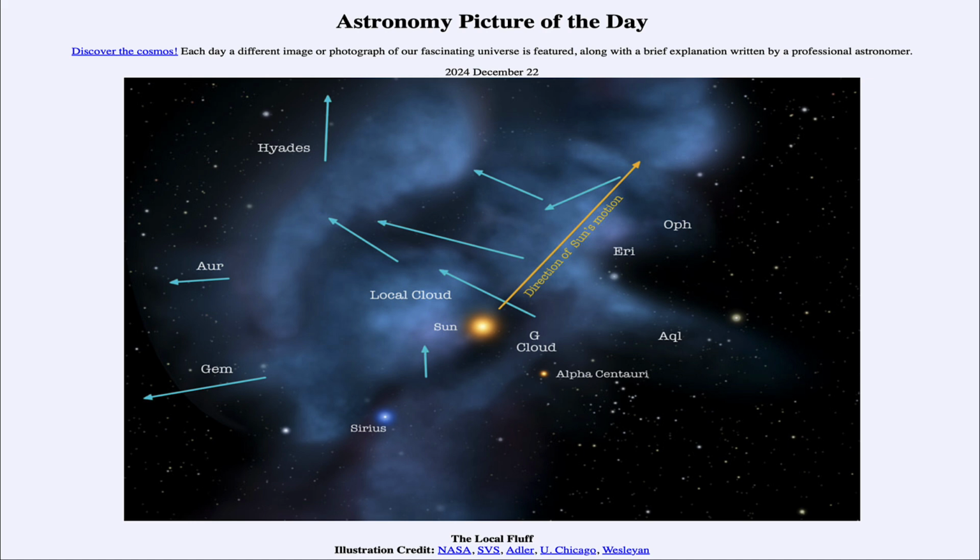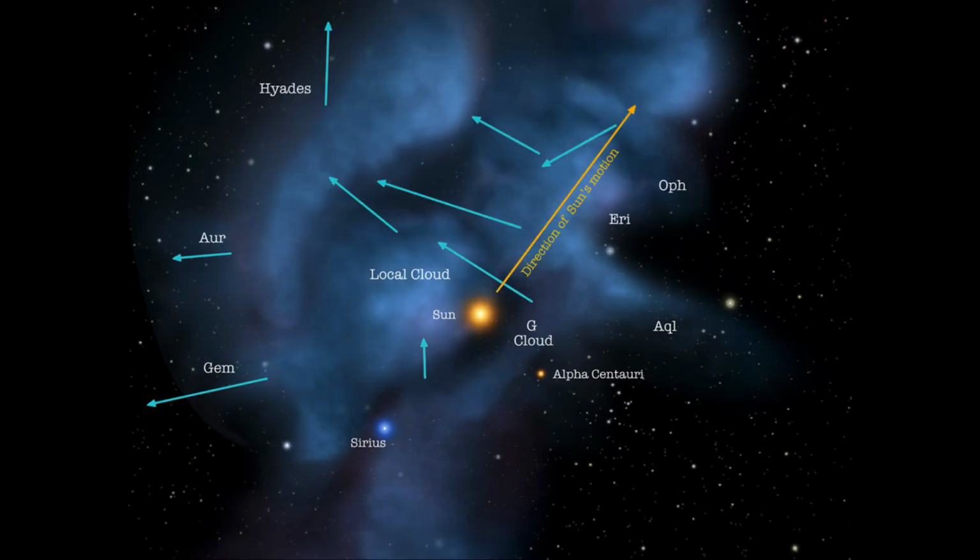Today's picture for December 22nd of 2024 is titled The Local Fluff. So what do we see here? Well, here we see the region around our sun in space, and that is mapped out with the various clouds of hydrogen gas that surround it.